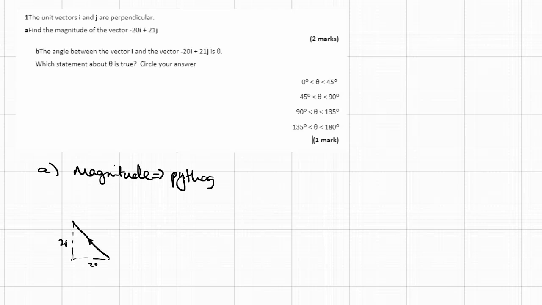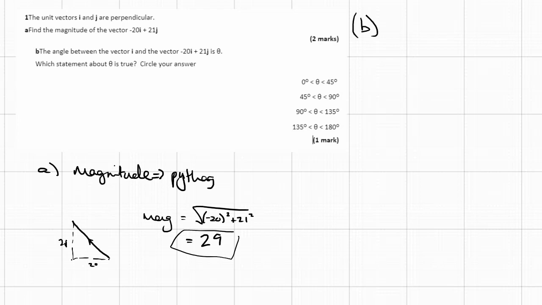So 20, 21, find the length of a right angle triangle, it's Pythagoras. So the magnitude is going to equal the square root of minus 20 squared plus 21 squared, all rooted. And when we do that, we get 29. So 29 is our answer.